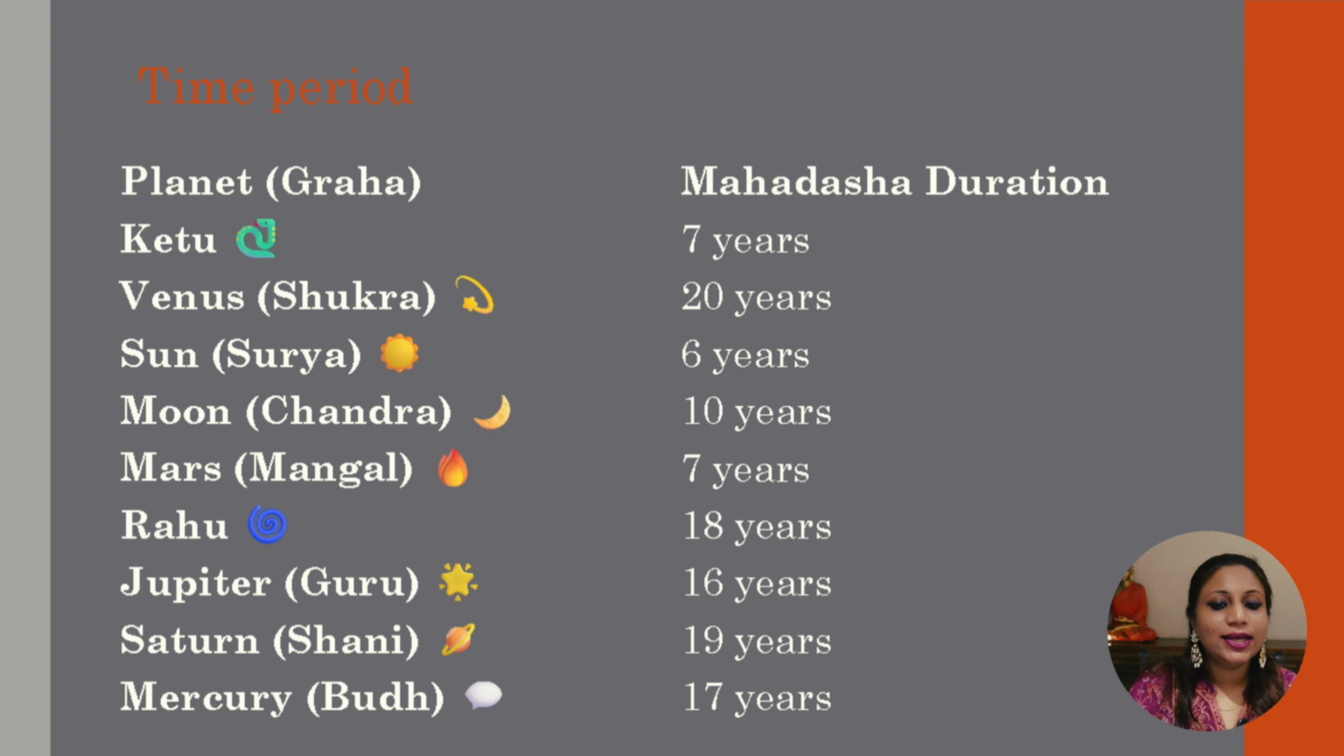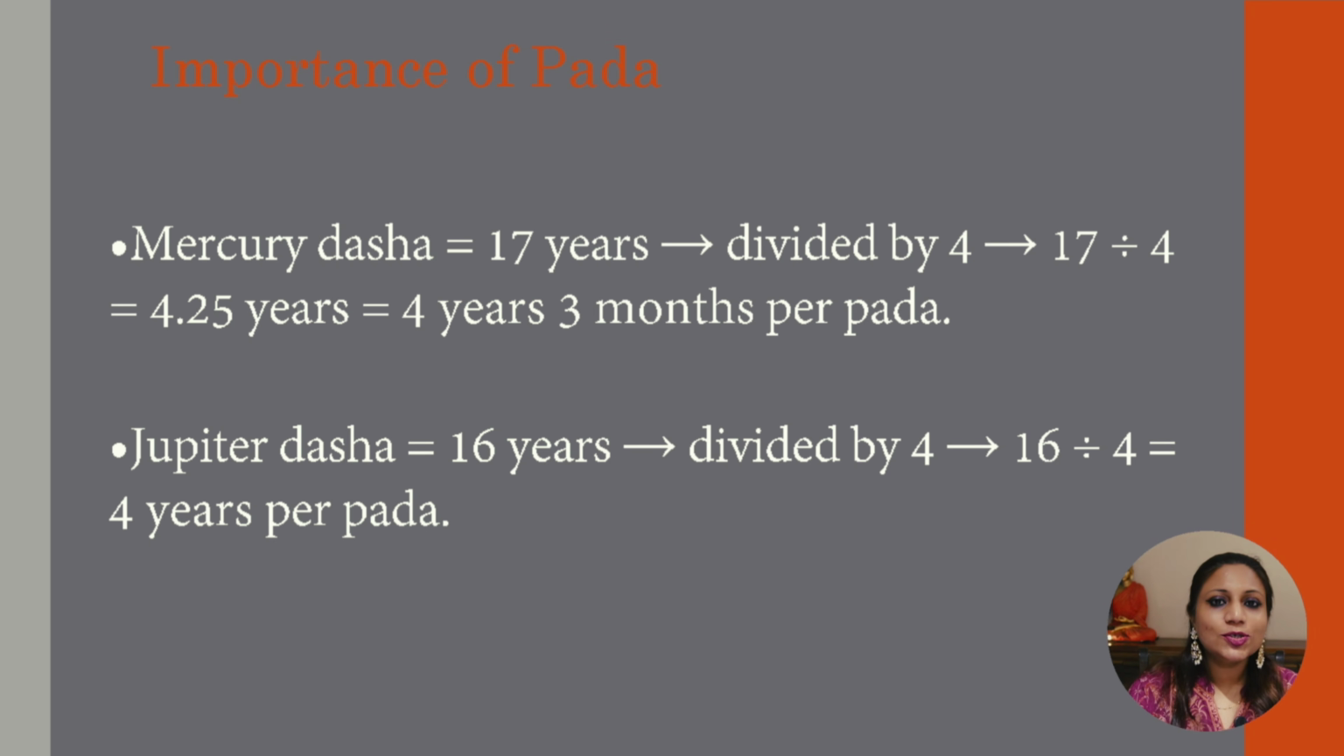Let's get started. As per Vimshottari Dasha, each planet has been given a specific time frame. Like Ketu's Dasha is for 7 years, Venus is 20 years, Sun is 6 years, and so on. So how is this important time frame calculated? Mercury's Dasha is for 17 years. We divide 17 years into 4 parts. Now each part will be 4.25 years, around 4 years, 3 months per pad. So why are we dividing by 4? Because a planet is placed in whichever nakshatra will be in a particular pad.